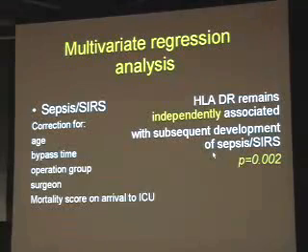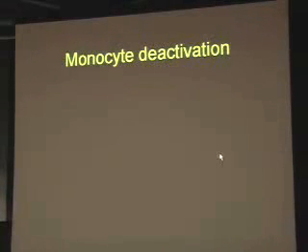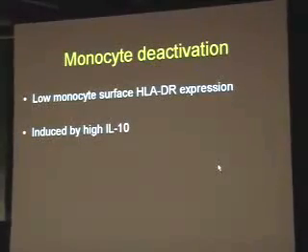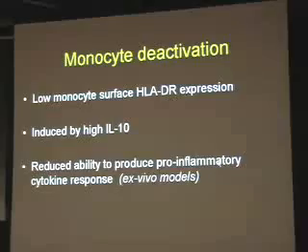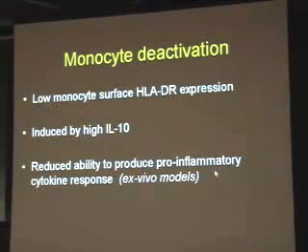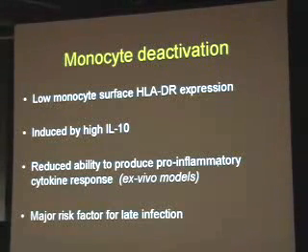Independently associated. So this phenomenon that we can observe and seems real in our populations, we can observe by something as simple as low monocyte DR expression. We know we can induce it by exposure to anti-inflammatory cytokines. And what it means for the patient is that they're less able, when faced with a new challenge, perhaps meeting endotoxin again, for example, to produce pro-inflammatory cytokines when and where they need them. And it's, as I said, a major risk factor for late infection.